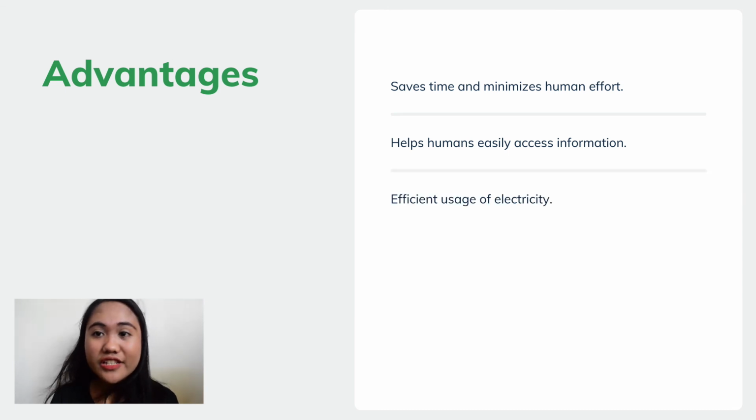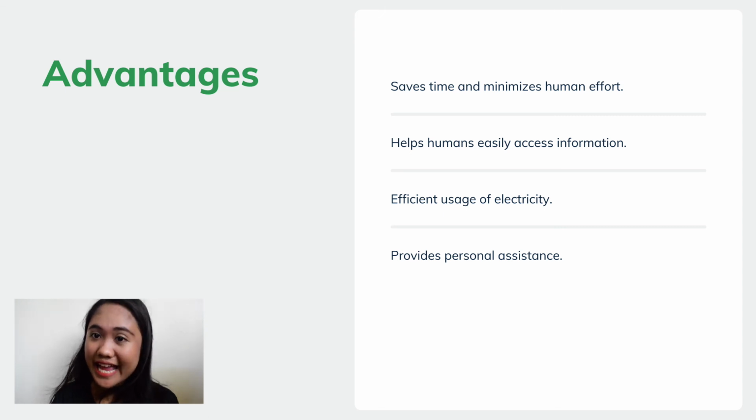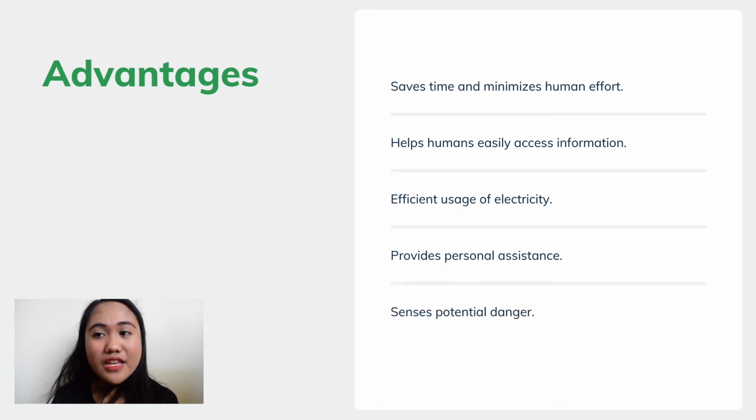Third, electric devices are directly connected and can communicate with each other using a controller such as a cell phone, which results in efficient electricity use. IoT also provides personal assistance and can alert you to your regular plans. And lastly, it is useful for safety because it senses potential danger and warns its users.